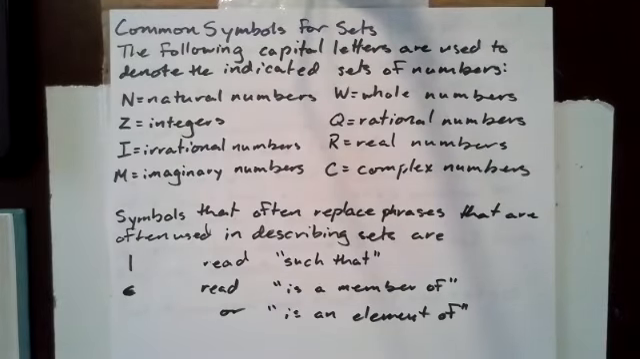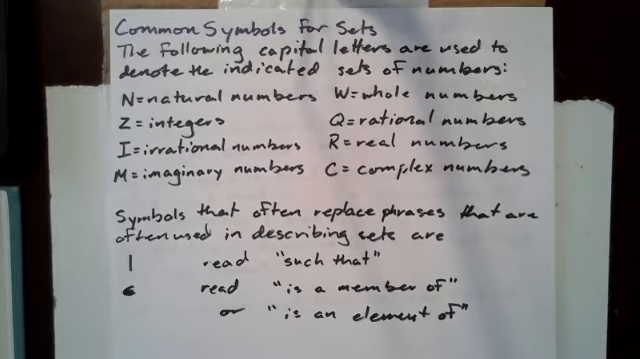Here are some common symbols for sets. The following capital letters are used to denote the indicated sets of numbers. N represents the natural or counting numbers, W represents the whole numbers, and Z represents the integers. The rational numbers are represented by the letter Q, the irrational numbers by I, the real numbers by R, and finally, a couple that we will not be using in this course, the imaginary numbers are represented by M and the complex numbers by C.